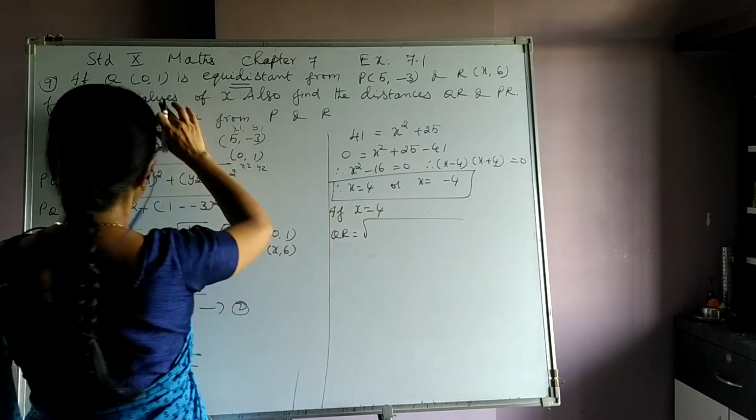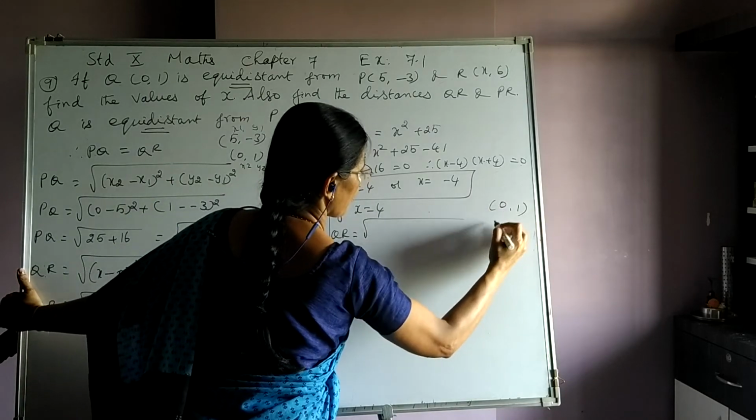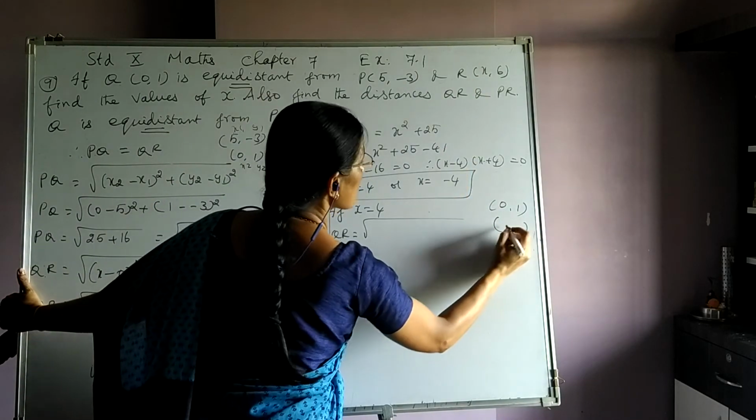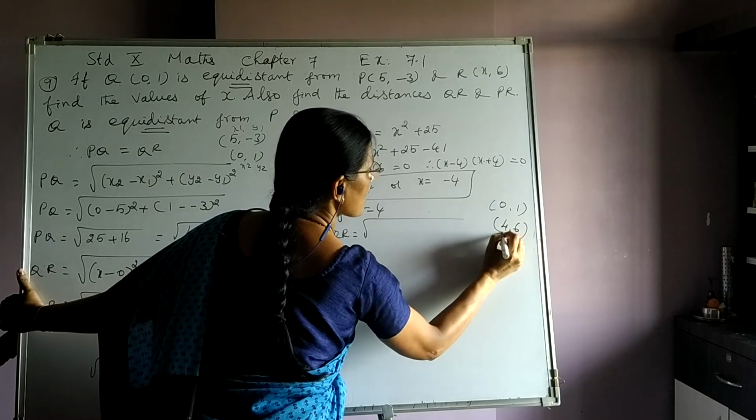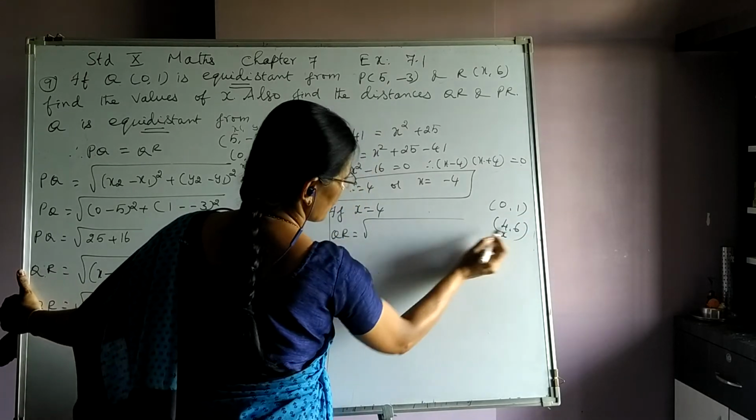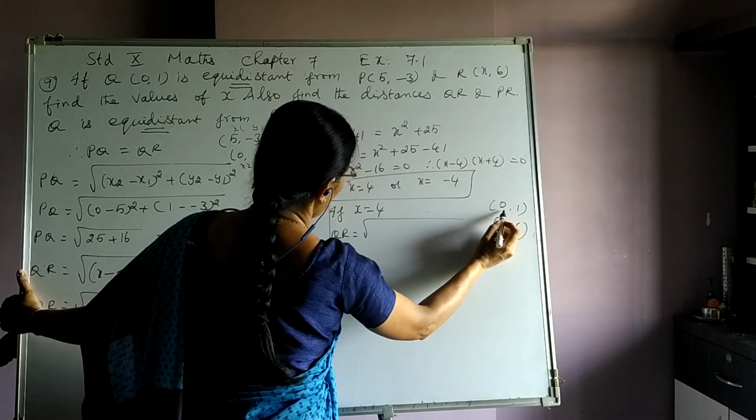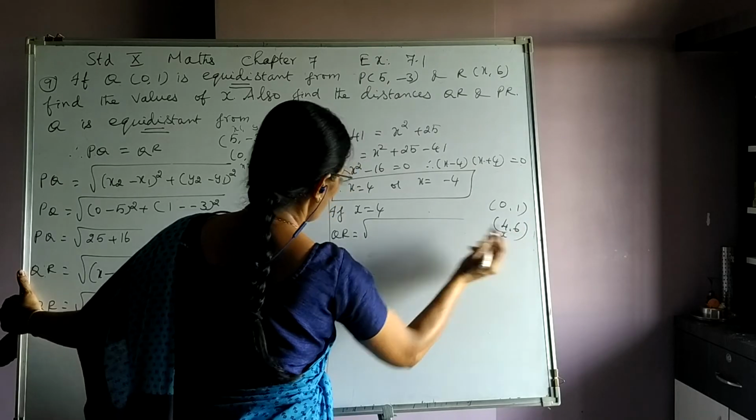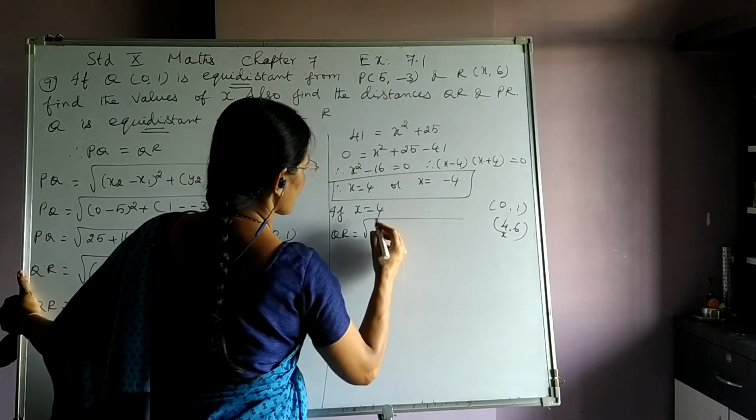Q value is 0, 1. R value is 4, 6 because it is x, 6. x is substituted as 4 here. Therefore, Q is 0, 1 and R is 4, 6. Now, we are going to find out its distance.